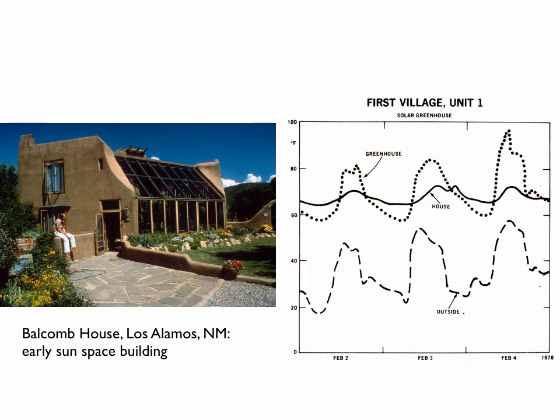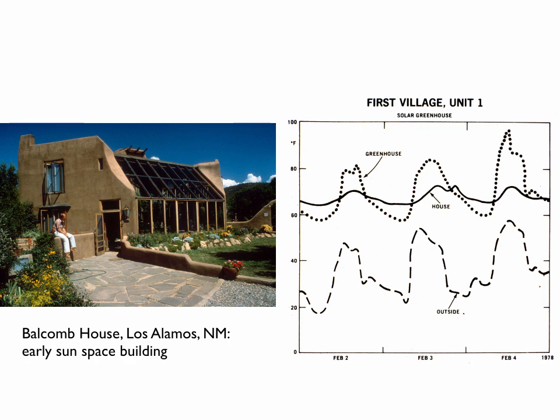This was one of the first sun space houses that was really built as a passive solar collection system in the United States. This is the Balcom House. Balcom was a scientist at the Solar Energy Research Institute, SERI. And so he built this out in Los Alamos, New Mexico. You can see it's a kind of adobe house, right?